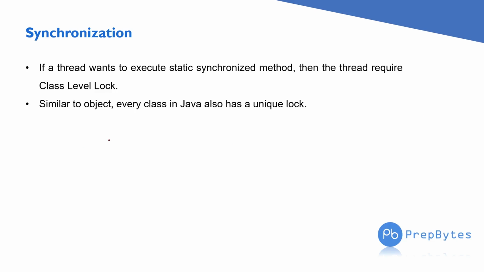Similar to objects, every class in Java has a unique lock. Class also has a unique lock. Okay, so I have explained to you that there is a class level lock and there is an object level lock. If I am just using the synchronized keyword, an object level lock is required, but if I am using the static synchronized keyword, a class level lock is required. I think it is very clear now. It should be very clear by now, I think. So just take this example now.